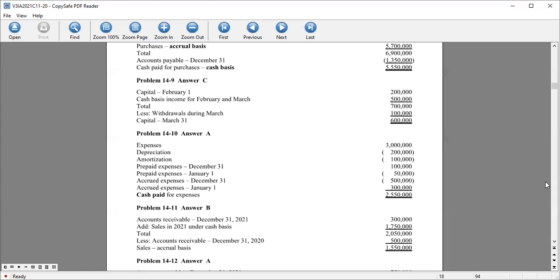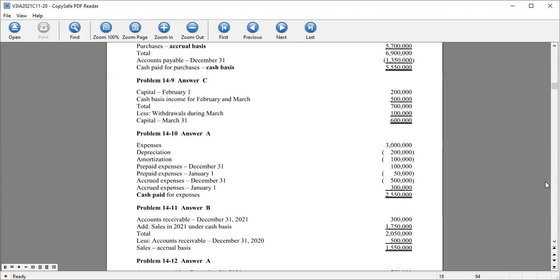The entity reported sales of 1,750,000 and 800,000 in the tax returns for the years ended December 31, 2021 and 2020 respectively. The entity reported accounts receivable of 300,000 and 500,000 in the statement of financial position on December 31, 2021 and 2020, respectively. Under accrual basis, what amount should be reported as sales for the year ended December 31, 2021?